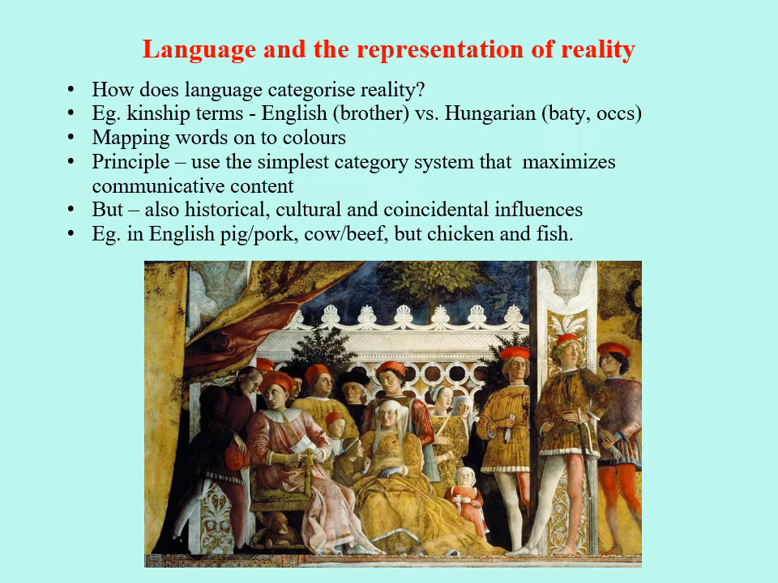In other languages, for example in Hungarian, we have two words for a male sibling. Báty denotes an older male sibling and öcs denotes a younger male sibling. So Hungarians represent the reality of kinships in different categories from English. Another example is the way colors have different names in different cultures.